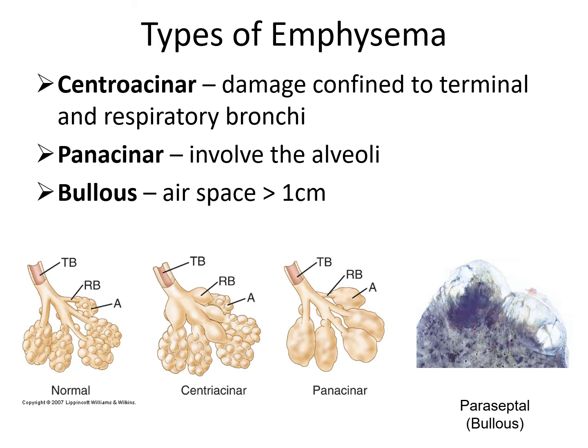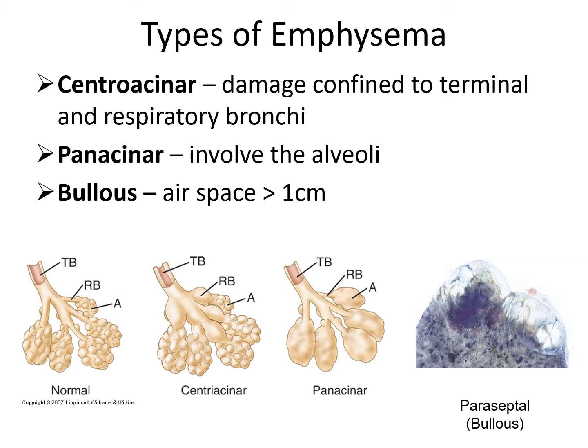It's associated with long-standing cigarette smoking, although it can also occur with chronic bronchitis, and primarily involves the upper half of the lungs. That's typically where we'll see our central acinar.